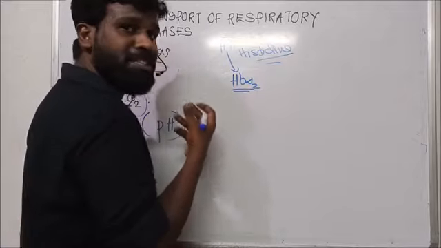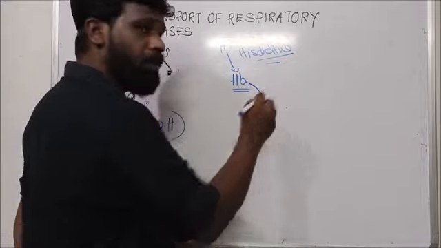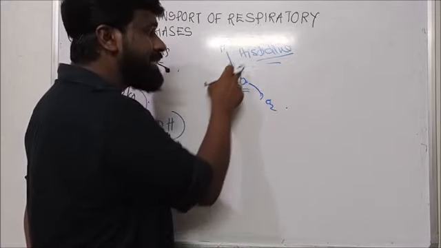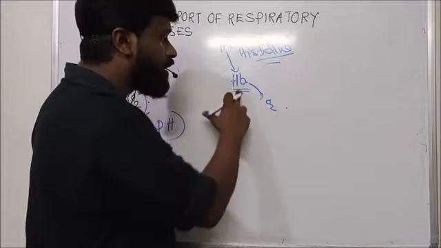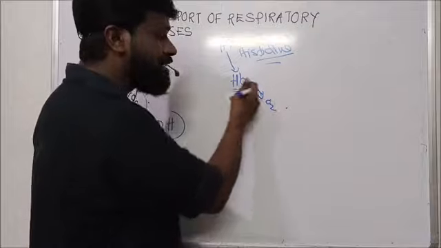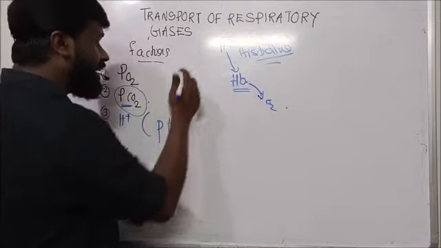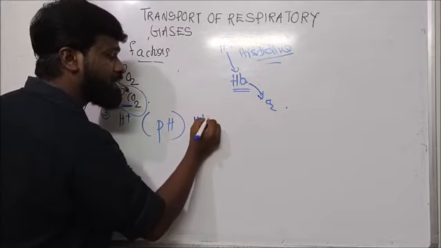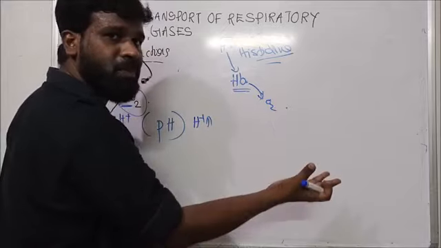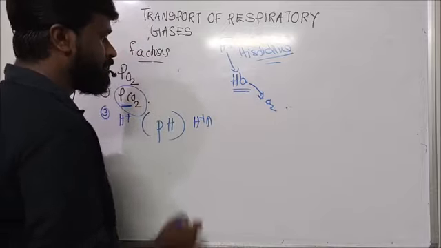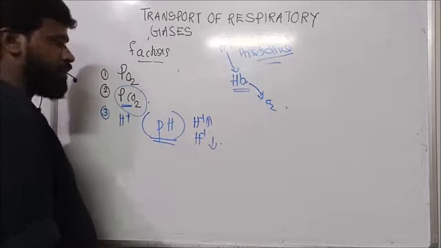There is a slight conformational change in hemoglobin that causes the unloading of oxygen from this hemoglobin. When H plus binds to the histidine amino acid of this hemoglobin, what happens? The bond between oxygen and hemoglobin is broken, which causes the unloading of oxygen from this hemoglobin, that is, oxyhemoglobin dissociation will occur. When the H plus ion concentration increases, the dissociation of hemoglobin from the oxygen takes place. So pH is a factor which affects the association and dissociation of hemoglobin and oxygen.